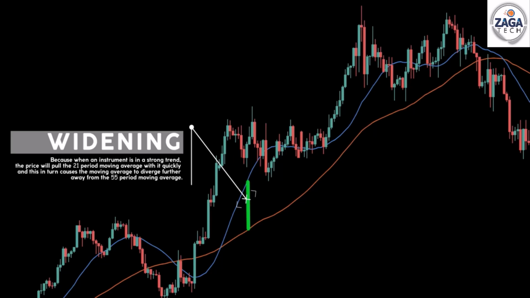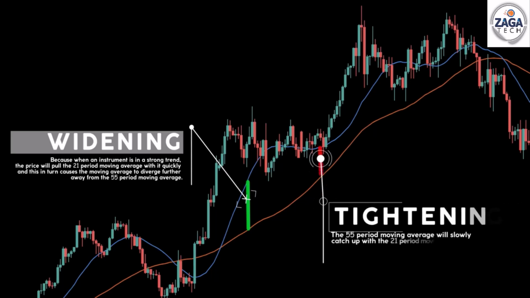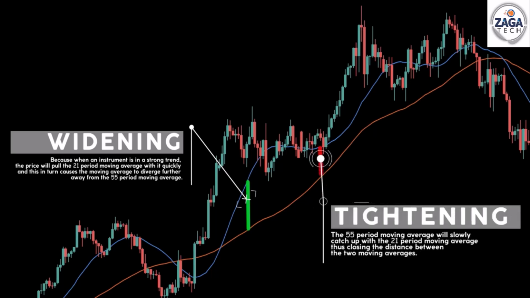Now as price pulls back or makes a retracement, the 55-period moving average will slowly catch up with the 21-period moving average, thus closing the distance between the two moving averages. This is what I call tightening. What I want is for price to bounce off this zone and break out into a trend. Let's look at an example to illustrate this.